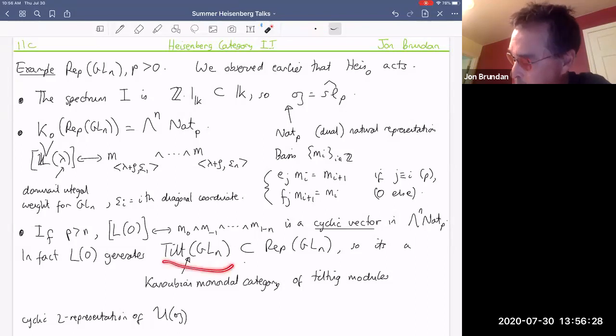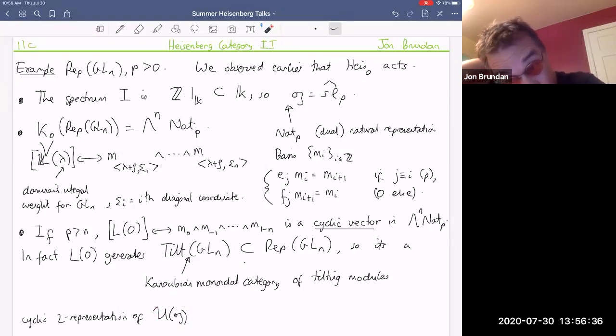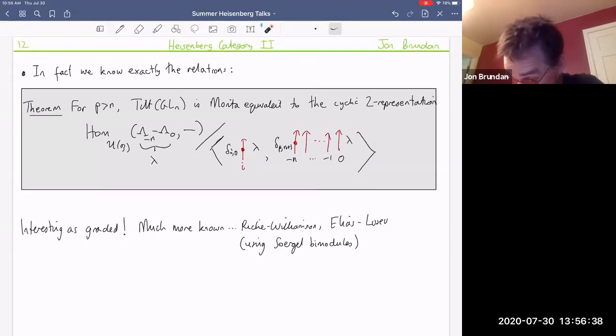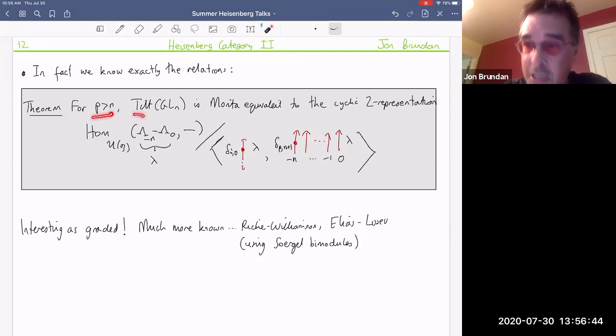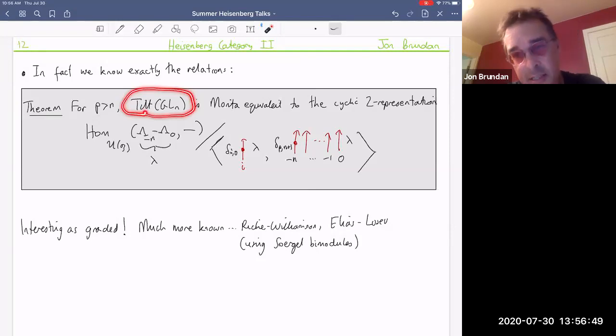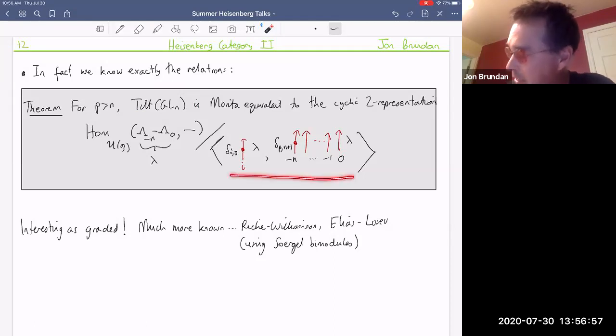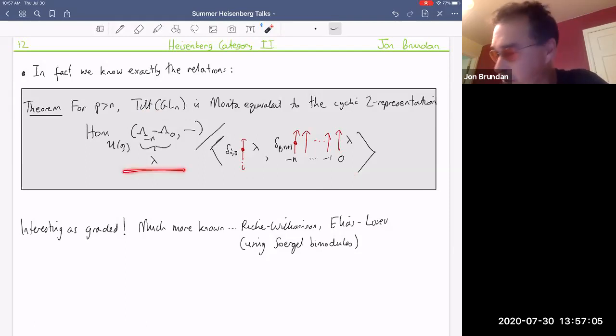And so you deduce from this that this category of tilting modules for GLN, by this theory, becomes a cyclic 2-representation of this Kac-Moody 2-category. And maybe I'll just write this last theorem down. In fact, providing P is bigger than the Coxeter number, you can exactly identify the category of tilting modules for GLN. Since it's a cyclic 2-representation, you ought to be able to give it a presentation. So I've written down here a complete set of generators and relations for tilt GLN as a cyclic 2-representation of the Kac-Moody 2-category.